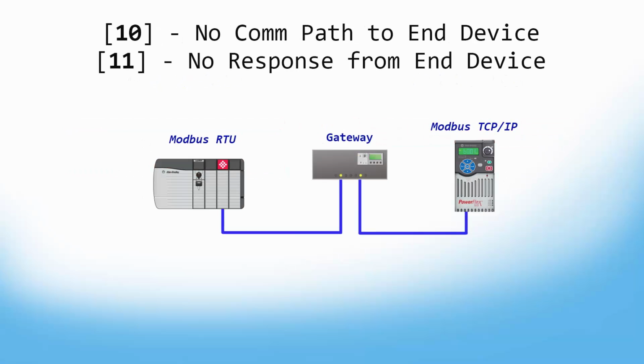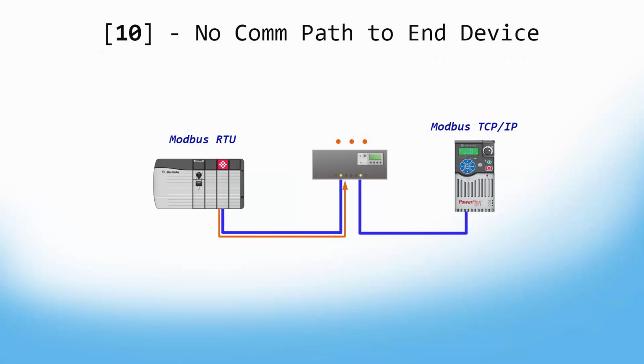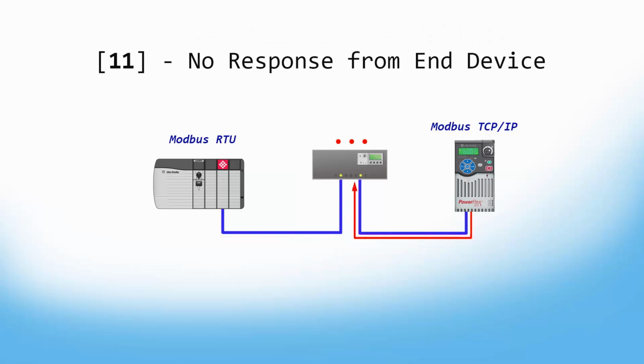Error code 10 and 11 are both specialized for cases where a gateway is involved, usually for the purpose of having Modbus RTU devices communicate with Modbus TCP devices. They're fairly self-explanatory. Error code 10 indicates that the gateway was unable to find a communication path from our module to the target device, and error code 11 indicates that no response was obtained from the target device. In both cases, the problem lies with the gateway that you're going through. It's either preventing our communications from reaching the end device, or it's preventing the end device's response from reaching us. Typically, the gateway is either misconfigured or overloaded.